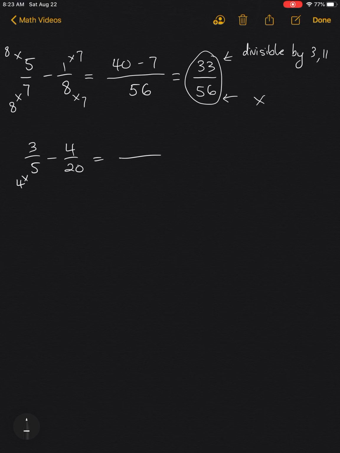5 times 4 gives me 20. Whatever I do to the bottom, I do the same thing to the top. So 4 times 3 gives me 12. Subtract. 20 times 1 gives me 20. 4 times 1 gives me 4. So now I have 8 out of 20. 8 is divisible by 4. 20 is divisible by 4. And then now I get 2 out of 5.